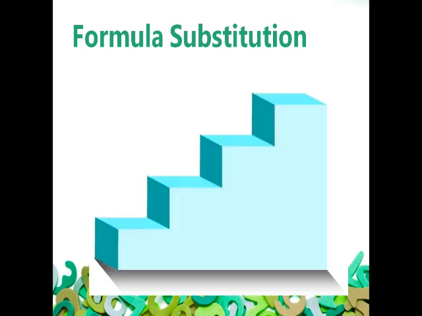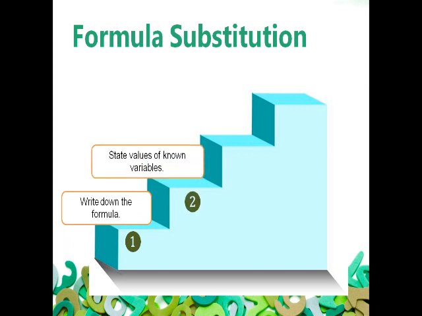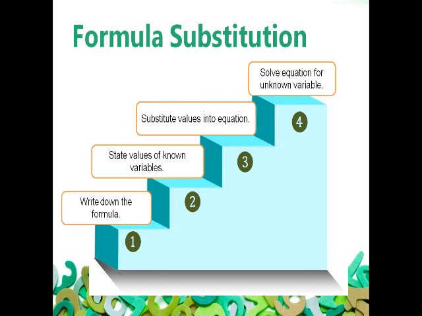Okay, so there are a few steps that you can think about. You do not have to necessarily memorize it, but you just have to understand it. Step number 1 is basically to write the formula down. Step number 2, state values of the known variables. Step number 3, substitute the values into the equation. And step number 4, you solve the equation for the unknown variable.